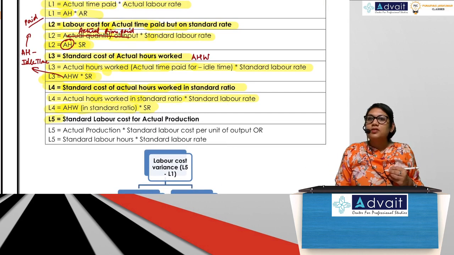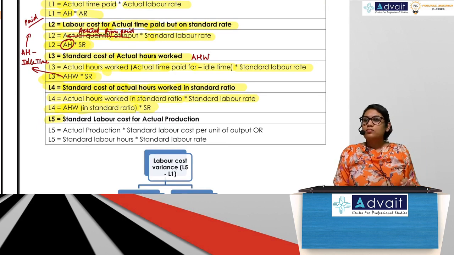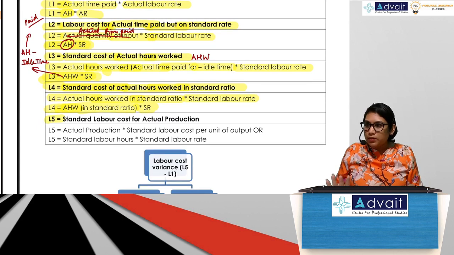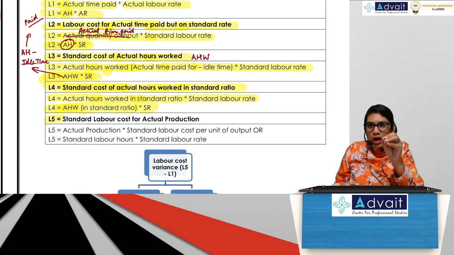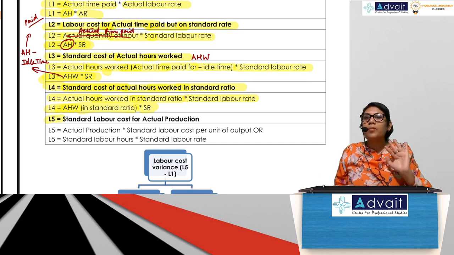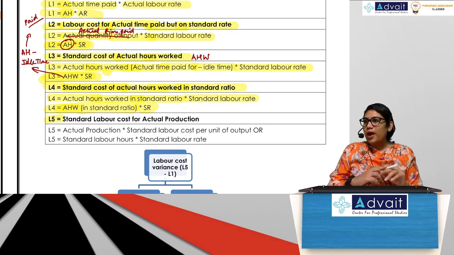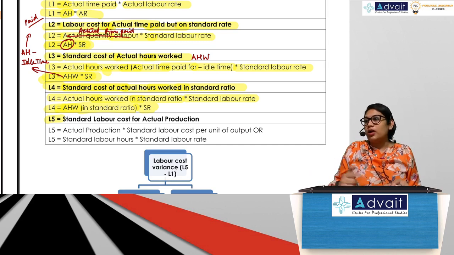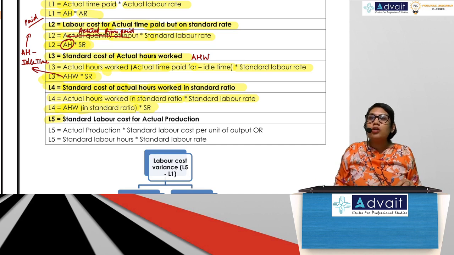L5, same as M4. Same. So actually labor variances and material variances are the same, except in labor variance one extra point comes, because of which the numbering changes. So L1 same as M1, L2 same as M2, but L3 is new. So L4 and M3 are same, and L5 and M4 are same. Correct? So what was M4?